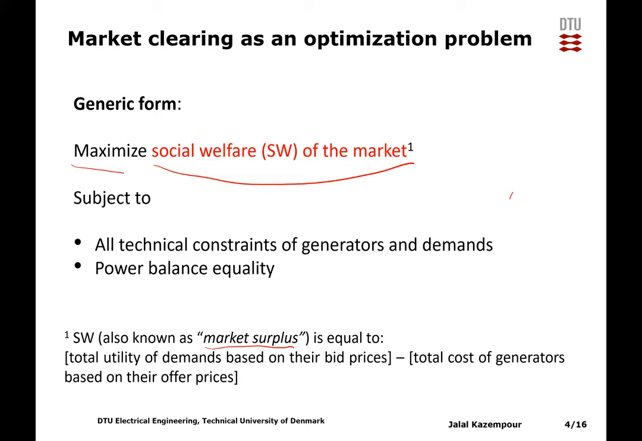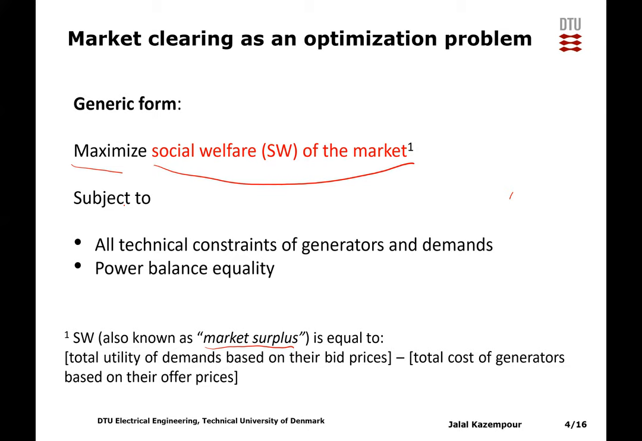Okay? But before talking about the constraints of our optimization problem, let me ask a question. In our previous example, the demands, they were elastic to price. But if they are inelastic, it means that their bid prices are infinite. It means that at any price, they are willing to buy power. So then how can we reformulate the social welfare? Any idea? Thank you, Brian.